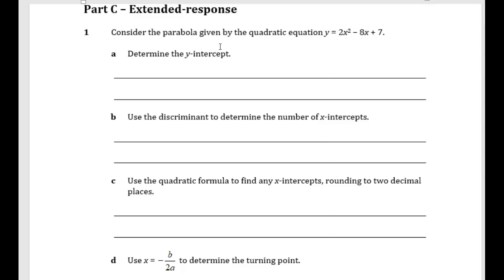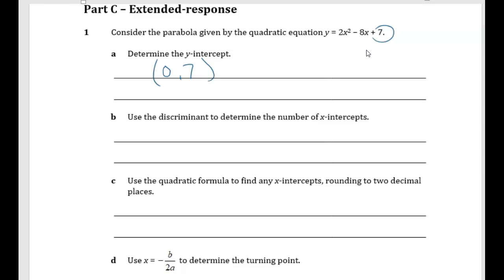All right, so consider the parabola given by the quadratic equation. So your y-intercept is always your constant. Yeah, so when x equals 0, you can substitute x equals 0 into there, but it's the same when you do linear. y equals mx plus c. You already know your y-intercept is c, your constant, same in this case. So your y-intercept is 7. If you wanted to write it as coordinates, it's (0, 7).